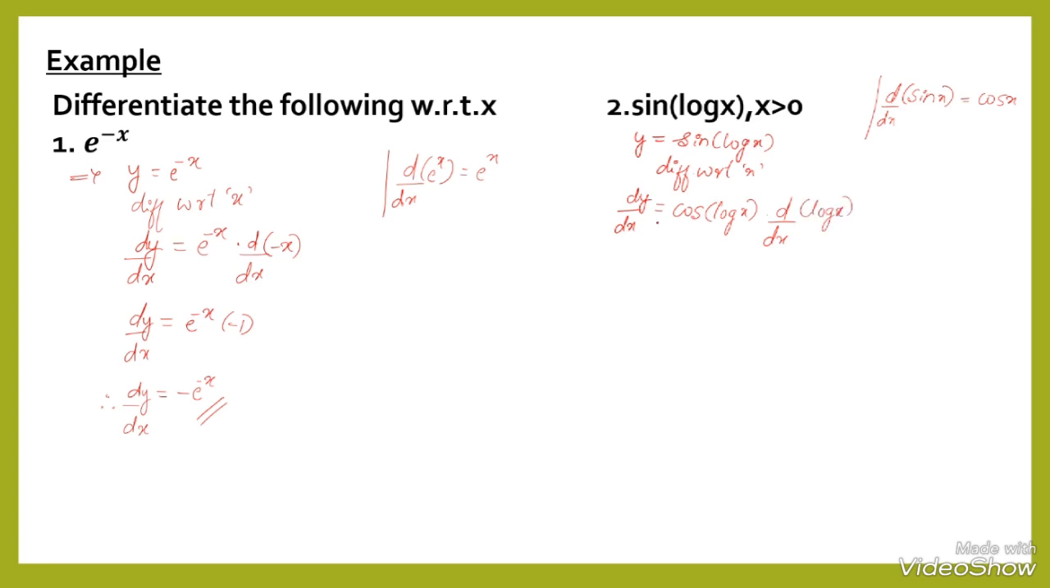dy by dx is equals to, the differentiation of sin x will be cos x. In place of x we have log x. That's why I am taking the differentiation again. Now dy by dx is equals to cos of log x, and again the differentiation of log x will be 1 by x. Therefore dy by dx is equals to cos of log x divided by x. This is the solution of the given problem. Okay, let's move on to the next problem.